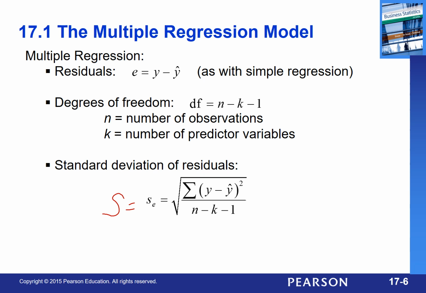Okay, so what does the multiple regression model look like? Well, some things definitely have changed. We're still doing the same thing for residuals. We take the predicted value minus the actual value, or sorry, the actual value minus the predicted value, and come up with the residuals. The degrees of freedom is going to be different here.